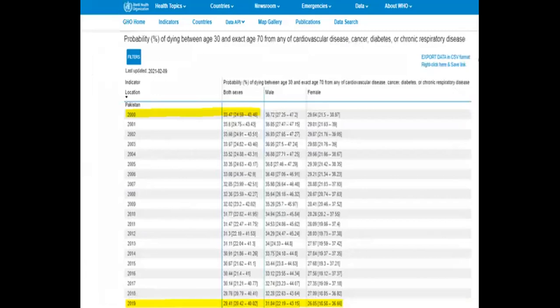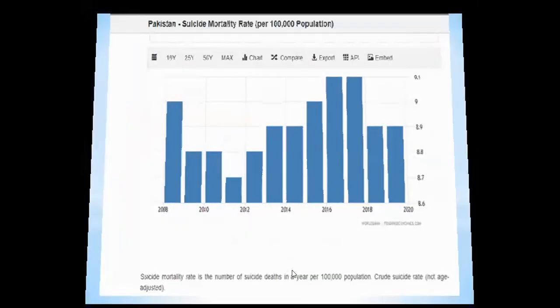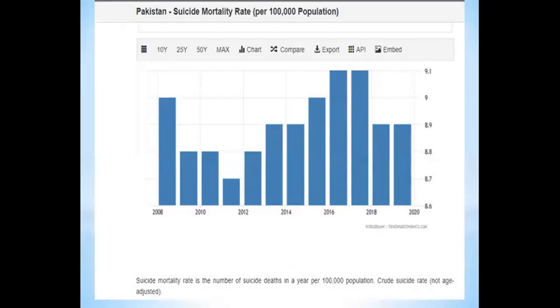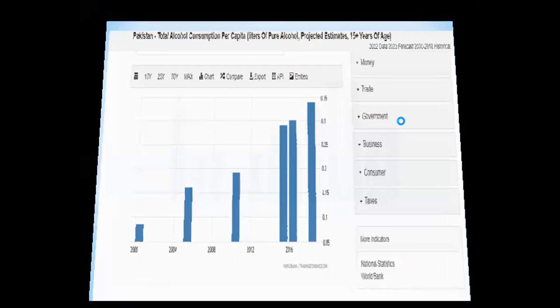Probability of dying between age 30 and exact age 70 from any non-communicable disease: in 2000 it is 33.47, and in 2019 it is reduced to 29.41, not so much reduction. Suicide mortality rate in 2008 is 9.1, then in 2016 it is 9, and from 2018 to 2020 it is stagnant at 8.9%.